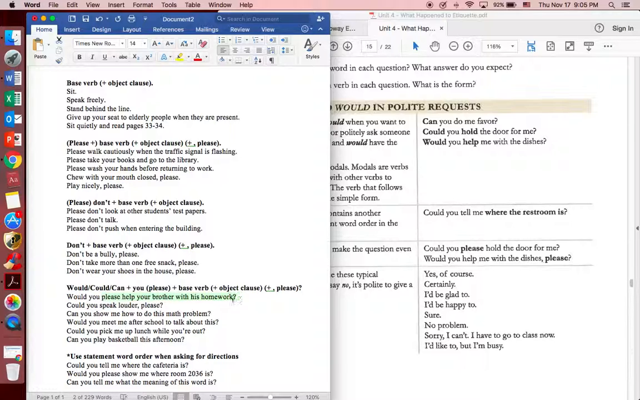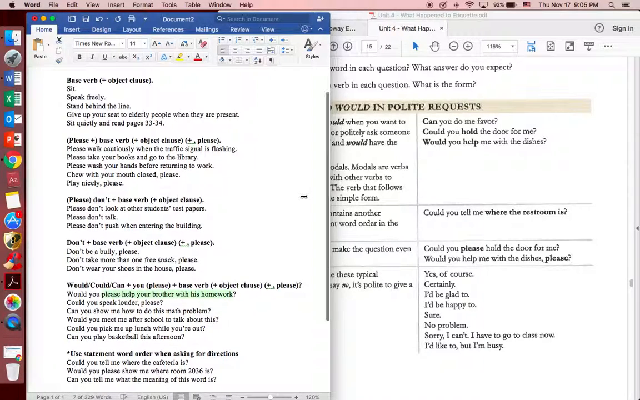If you had an imperative, you just take off that modal and subject. The please goes at the beginning or at the end with a comma. Right? To make the polite request into an imperative, just take off that modal and subject. It should be rather simple.